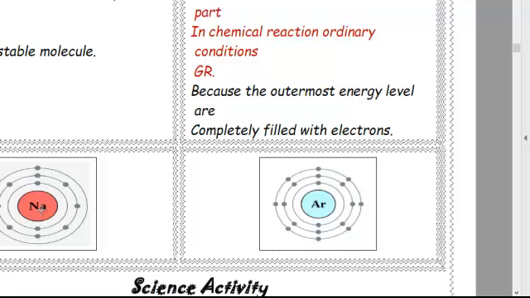Na, which is sodium, 11, with distribution 2, 8, 1. The outermost energy level has 1, so it loses it, meaning it shares in a chemical reaction. While Ar, argon, 18, with distribution 2, 8, 8. The outermost energy level is completely filled, meaning this atom here we call inactive, because it cannot lose or share or gain since the outermost energy level is completely filled with 8 electrons.